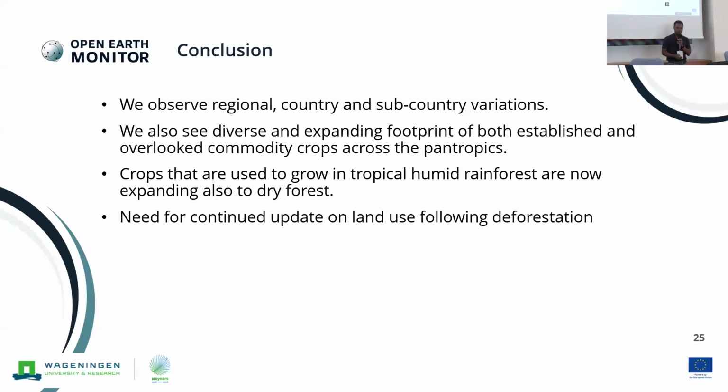Just to conclude, we observe that there is a very big regional variation. When you go from one region to the other, there are different land uses that cause deforestation, but also differences at country scale. There is also an expansion of different footprints, so you can see commodities beyond those covered by the EUDR. We saw, for example, cashew, especially in dry forests, but also maize, which is expanding so fast in other regions like Africa. And also the need for continued updates.